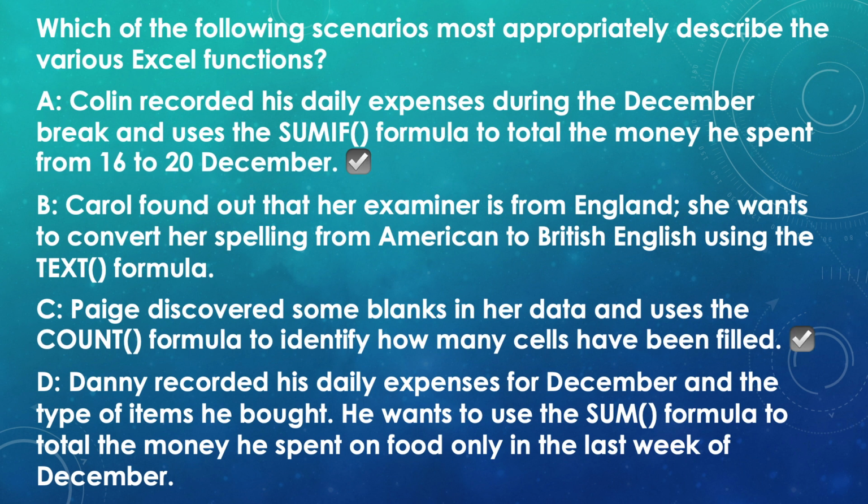In A, we see that Colin records his daily expenses during the December break, and he uses the SUMIF formula to total the money he spent from 16th to 20th December. Now, the SUMIF function requires 3 inputs, including the criteria. This will tell Excel what to check to decide whether or not to add a cell. So Colin can definitely use SUMIF in order to limit his sum such that those cells added are those that fall between 16th and 20th December.